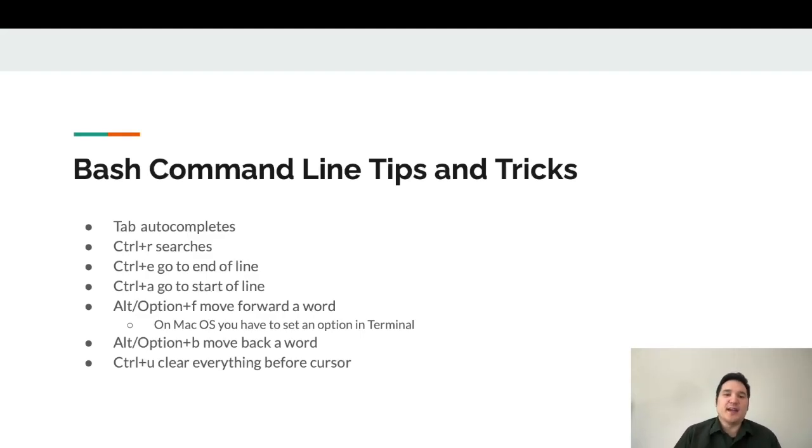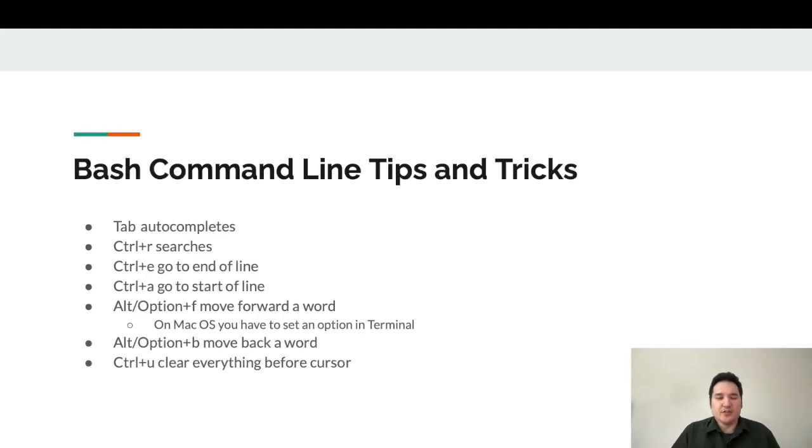The next 2 you might have to set up in your terminal as an option, by going to settings and setting it up. But if you hit Alt on a Windows box or Linux box, or Option on a Mac, plus F, it will move you forward a word in your command line on your shell. And hitting Alt or Option plus B will move you back.